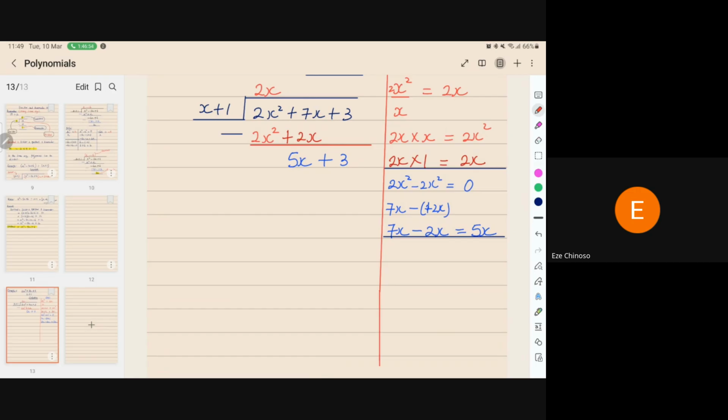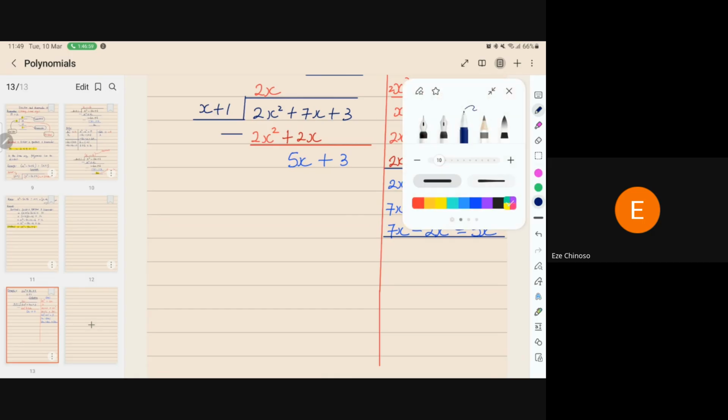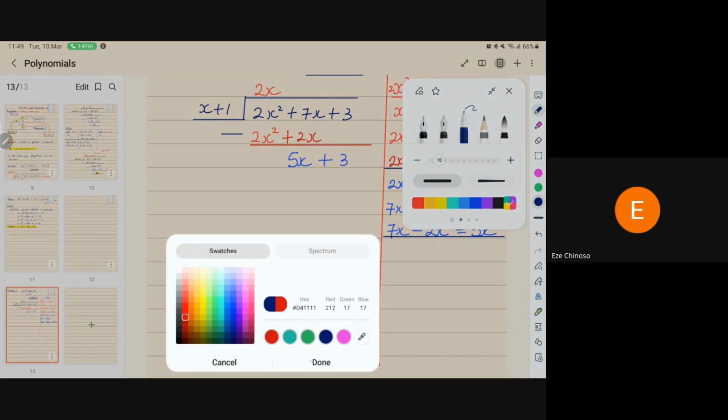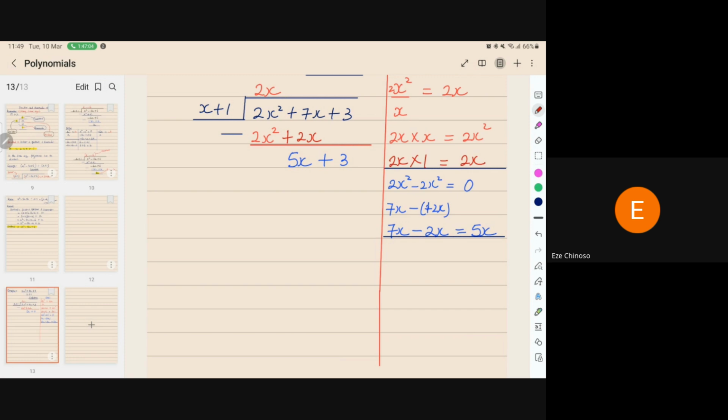All right. So now, the next thing I have here is 2x divided by x divided by 5x. So 5x rather divided by what? By x. This will be equal to what? 5. Then you now do 5 times x equal 5x. Right? Then 5 times 1 equal 5. So that's why I'm going to have plus 5 here.